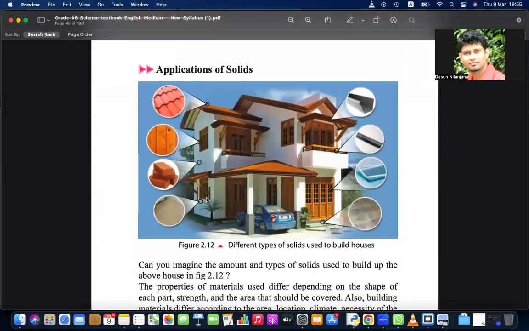Okay, and finally I have summarized the lesson now. Finally we have learned about the application of solids.